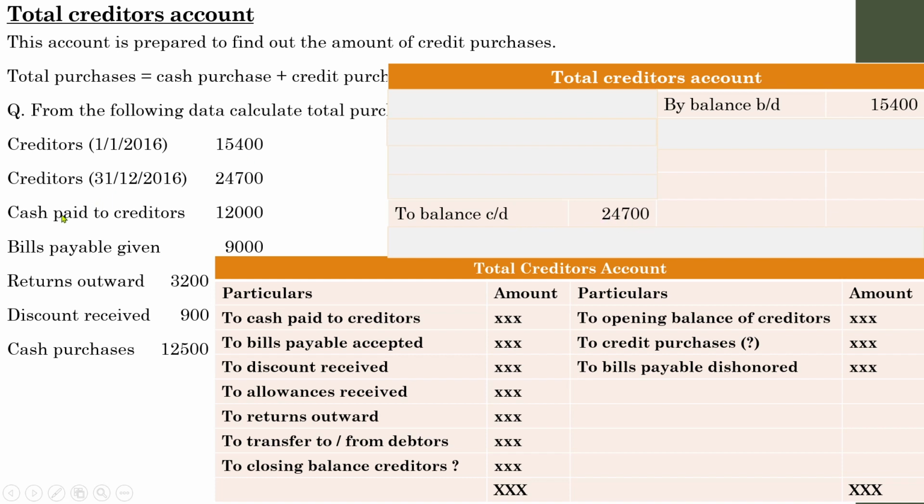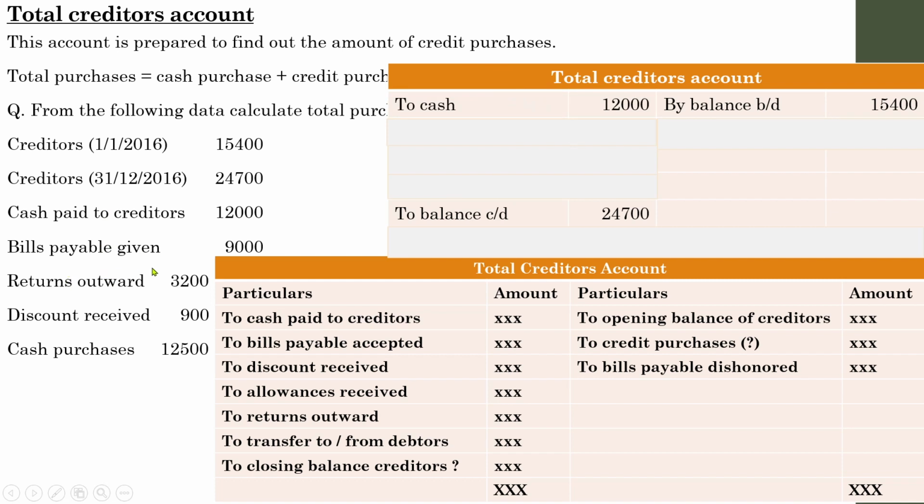24,700. Next, cash paid to creditors. Whenever cash is paid to creditors, the entry will be creditors account debit to cash. So creditors account debit to cash, 12,000.